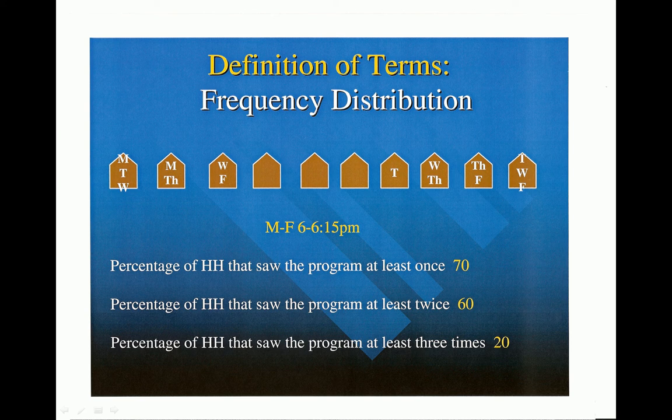Percentage of households that saw the program at least 3 times. And we've got 1 and 2, the bookends, 20%. So frequency distribution.